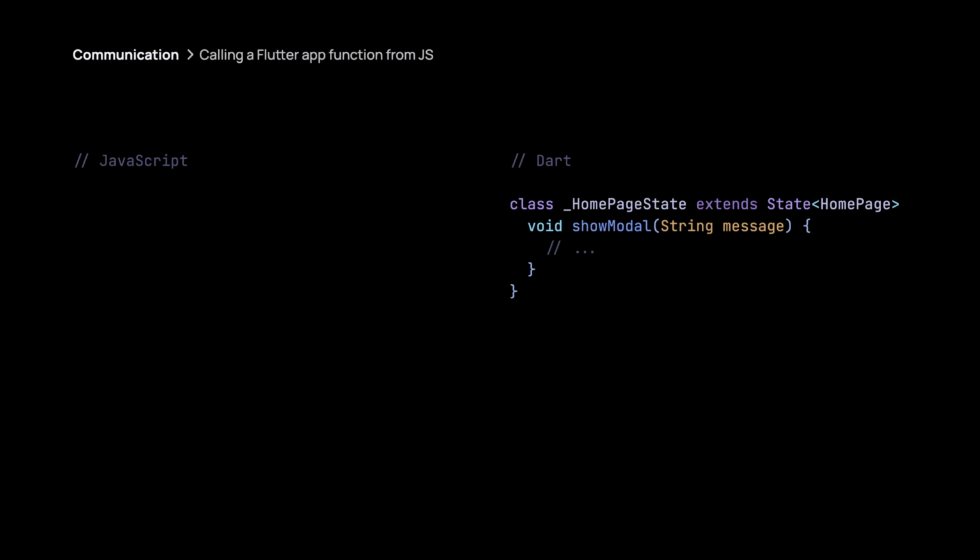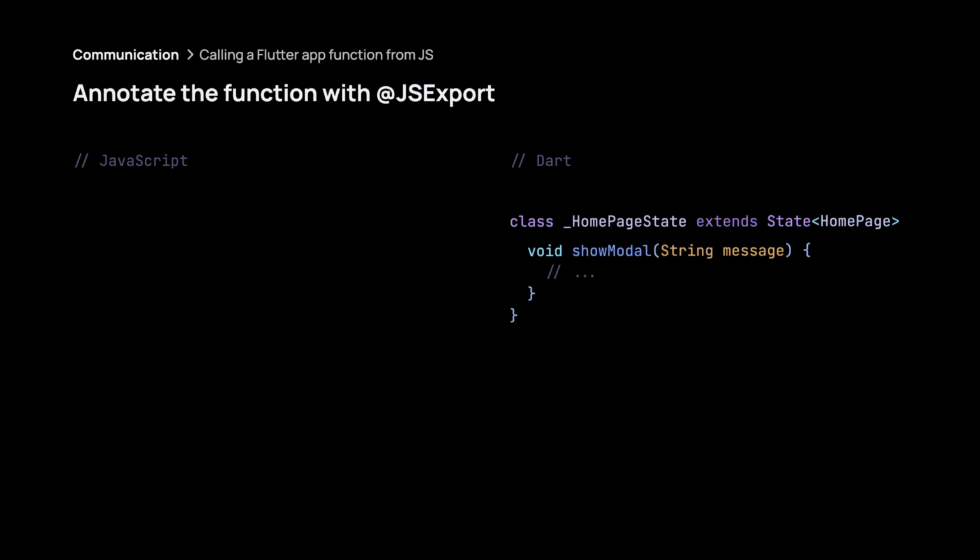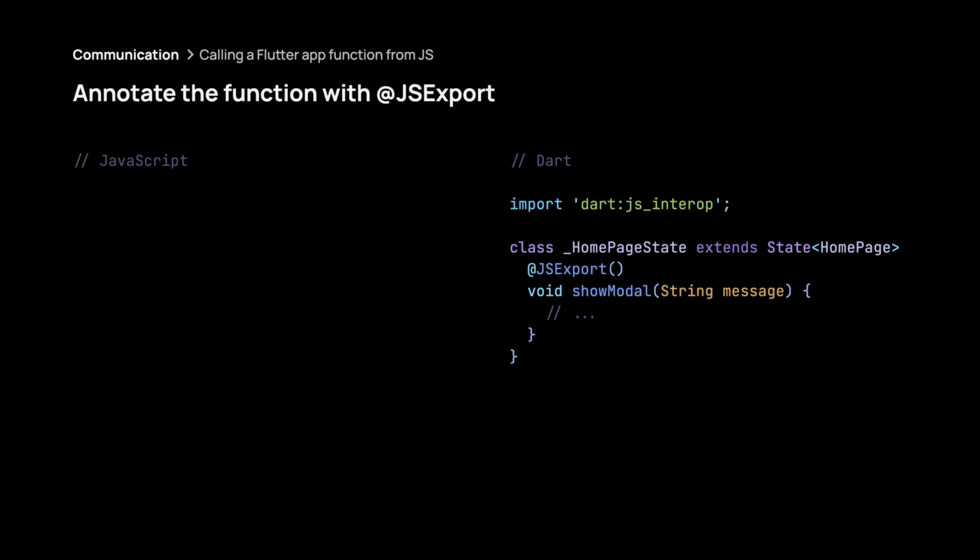Next, we'll take a look at calling a function defined in the Flutter app from JavaScript. Now, the first thing to do is to define your function. And in the sample on the screen, the function is defined in a class. And the next step is to annotate the function with JSExport. And JSExport is an annotation provided by the JS interop package.